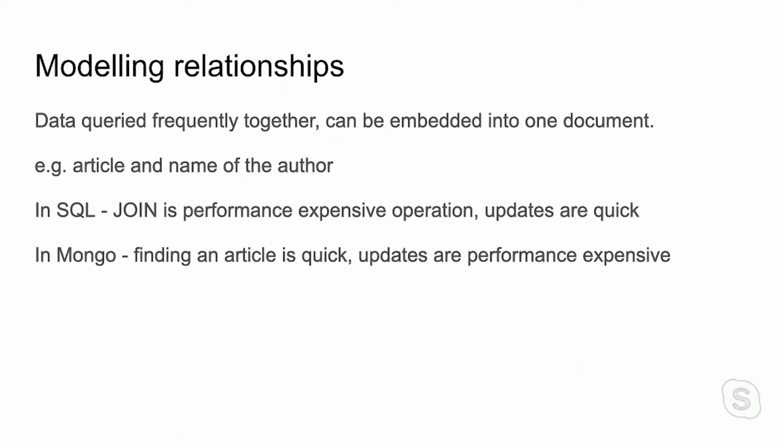When you have some blog, you've got articles, and in a SQL database you will have one table where you've got the information about the article, the text, and there will probably be some author ID, and in another table there will be the ID of the author and the name of the author. So in SQL, to show the detail of the article and show the name of the author, you have to make a join, which is quite a performance expensive operation. But if the user changes their name, it's just a really quick operation, just change the name in one table.